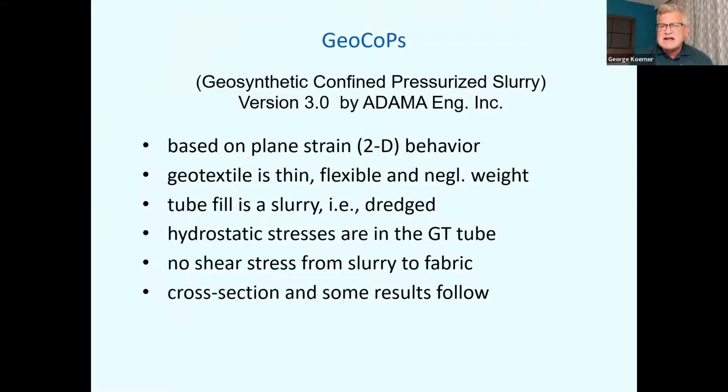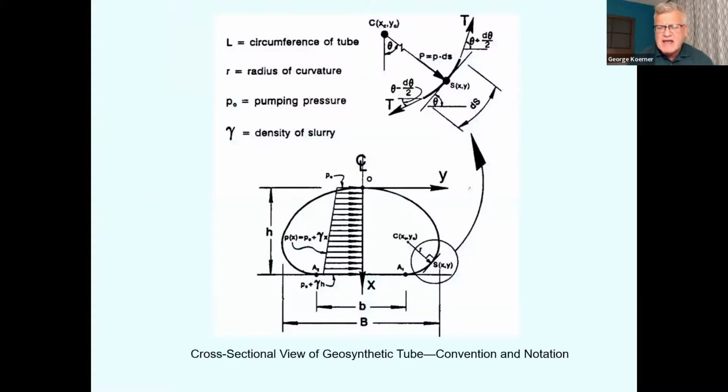The geotextile is very thin and flexible with negligible weight. The tube fills with a slurry or a dredge. The hydrostatic pressure on the tube is exerted on the geotextile. There's no shear stress from the slurry on the fabric. It's assumed to be 0, and the cross sections are as follows.